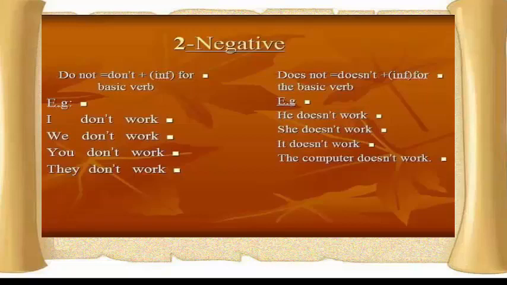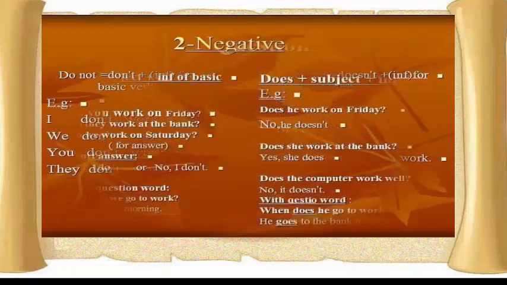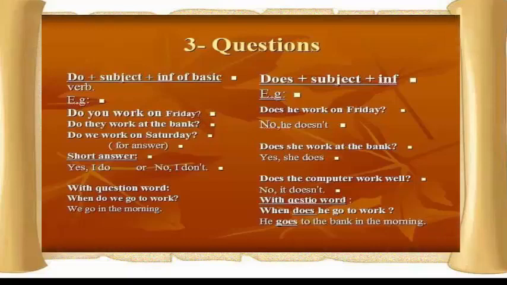Hence, when we make a negative sentence, we need to use don't or doesn't. Don't plus the basic verb infinitive, such as I don't work, with I, we, you, they, and doesn't with he, she, or it. The last section of the present simple is how to make questions.